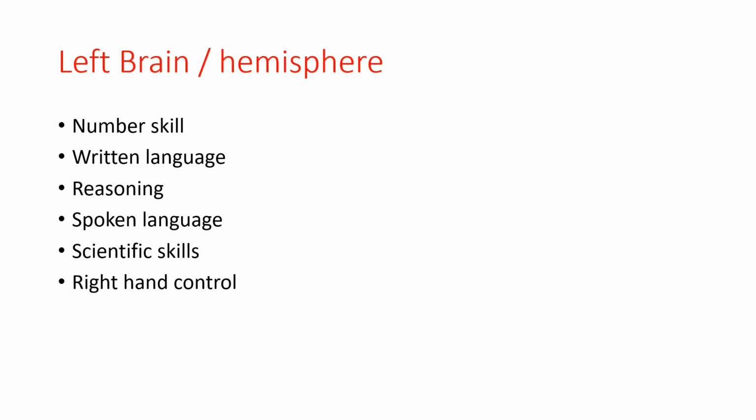It is said that a person could either be left-brained or right-brained. If the person is left-brained, then he may be good in terms of number skill, written language, reasoning, spoken language, scientific skills, and right-hand control. Bakit right-hand control? Kasi ang left brain controls the right part of the body and the right brain controls the left part of the body. Kaya kapag halimbawa merong nagka-stroke and then yung left brain yung na-damage, the part of the body that is mostly affected is the right part.